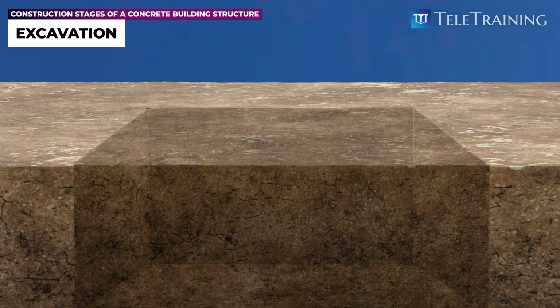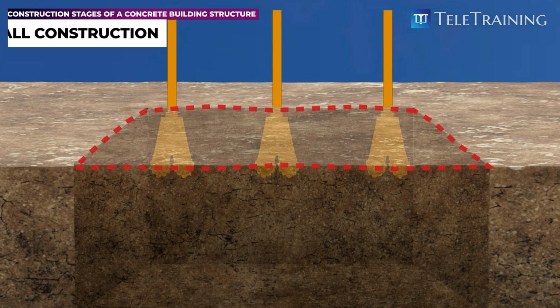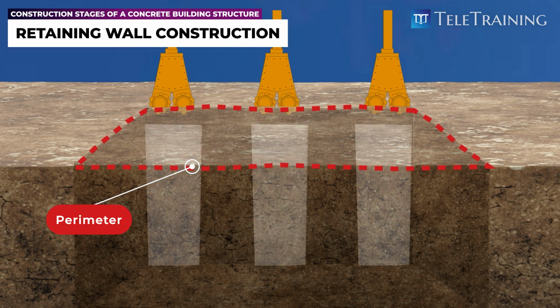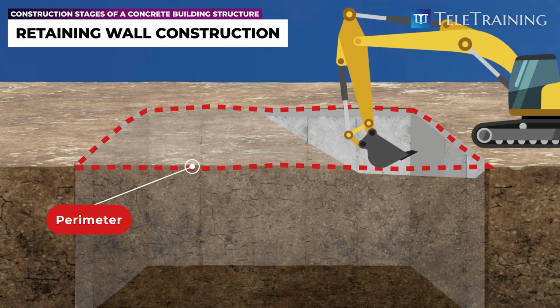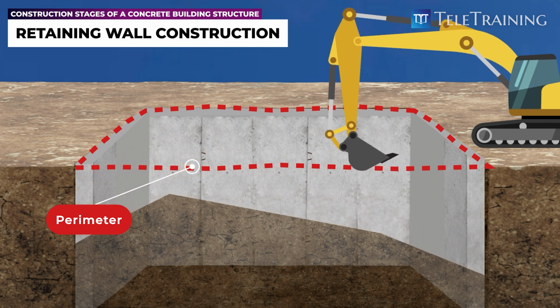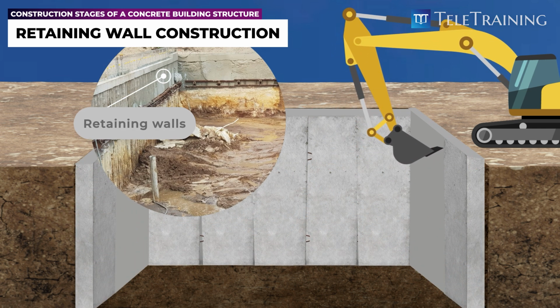In order to excavate the soil safely, walls are built around the perimeter of the building so that the excavation can be carried out on one side of the walls. These walls are called retaining walls.